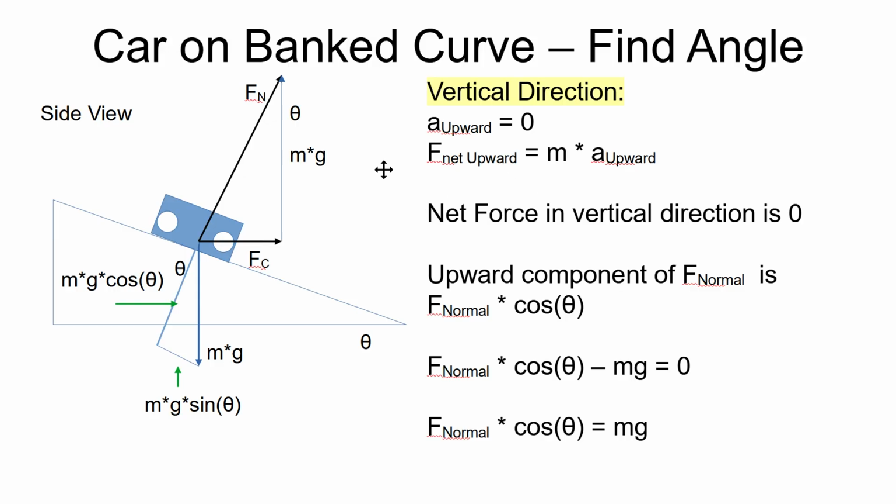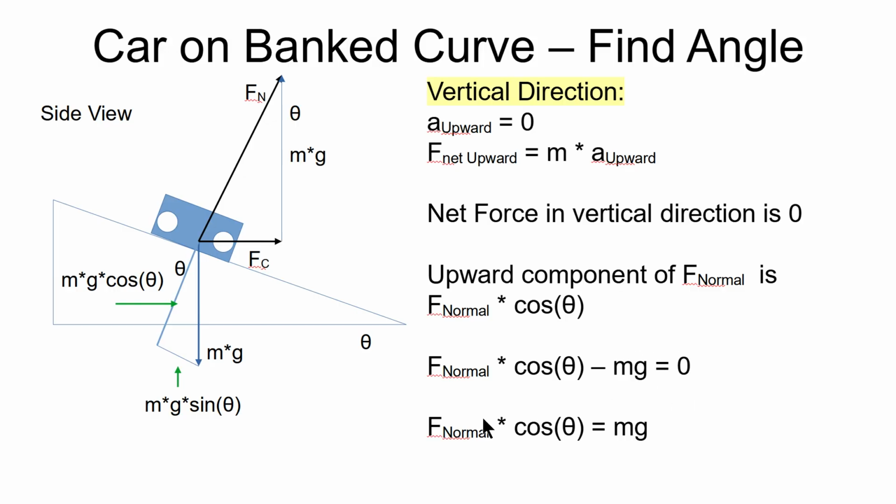I already kind of got ahead of myself here, but the net upward force is equal to mass times the upward acceleration. If you observe cars going around banked tracks, you'll notice that they don't have an upward acceleration, so that's a 0. So we have to have that the adjacent side here to the angle, this F normal times cosine theta, that would be positive upward, and then take the weight of the car as negative. So that's, add those two forces together, this is a negative because it's downward. Those two add up to 0.